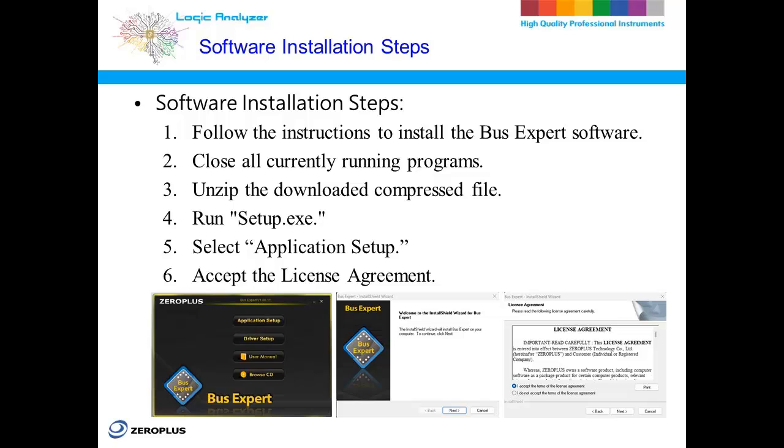Once you've extracted the files, go to the folder and double-click the setup.exe file to start the Bus Expert software installation process. When the installation interface appears, select the Application Setup option, which is the main part of installing the Bus Expert software. This step will guide you through installing the application components. During the installation, you'll be prompted with a license agreement.